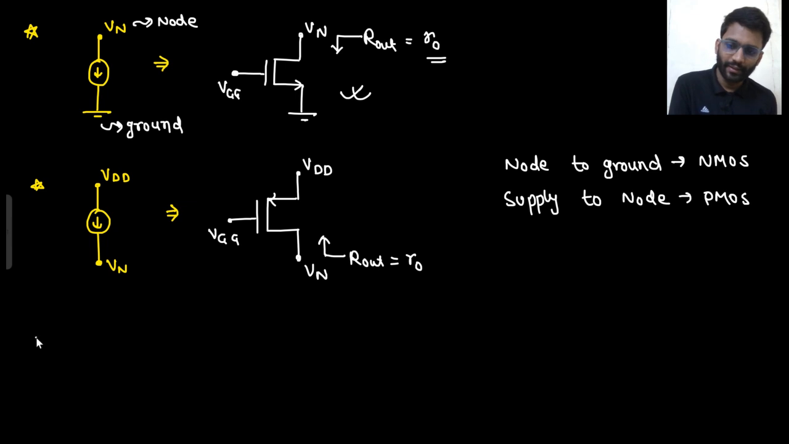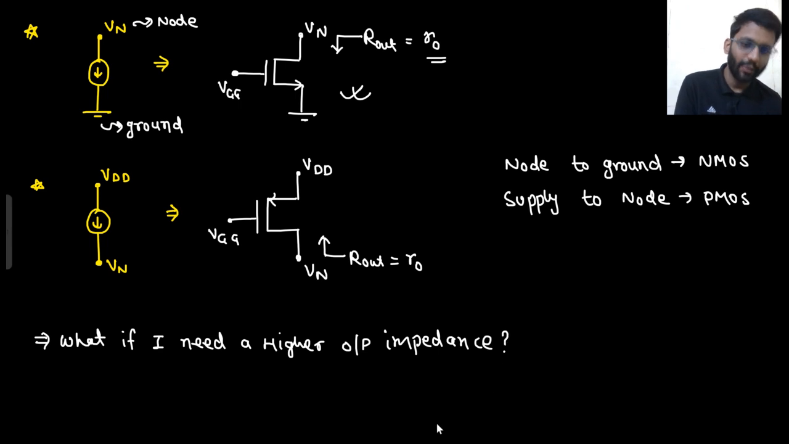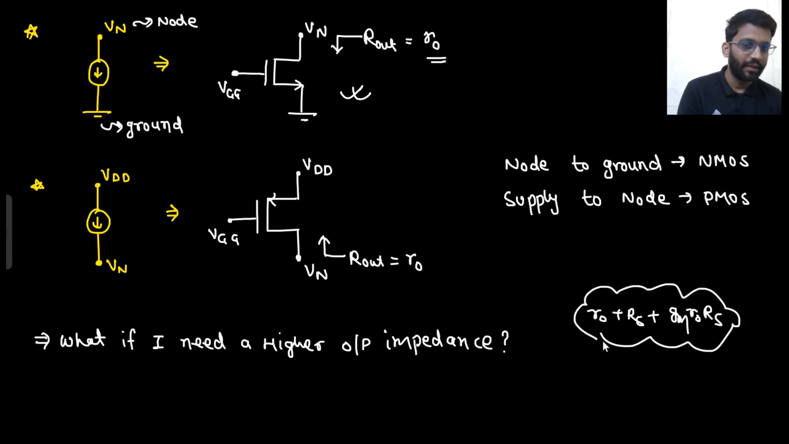So what do I need? Try thinking of the circuit. What will that circuit be? Do you remember any formula of impedance? Yes, we remember: R0 plus RS plus GM R0 RS. Is that impedance higher than R0? Yes. We remember this formula. And what is that formula?